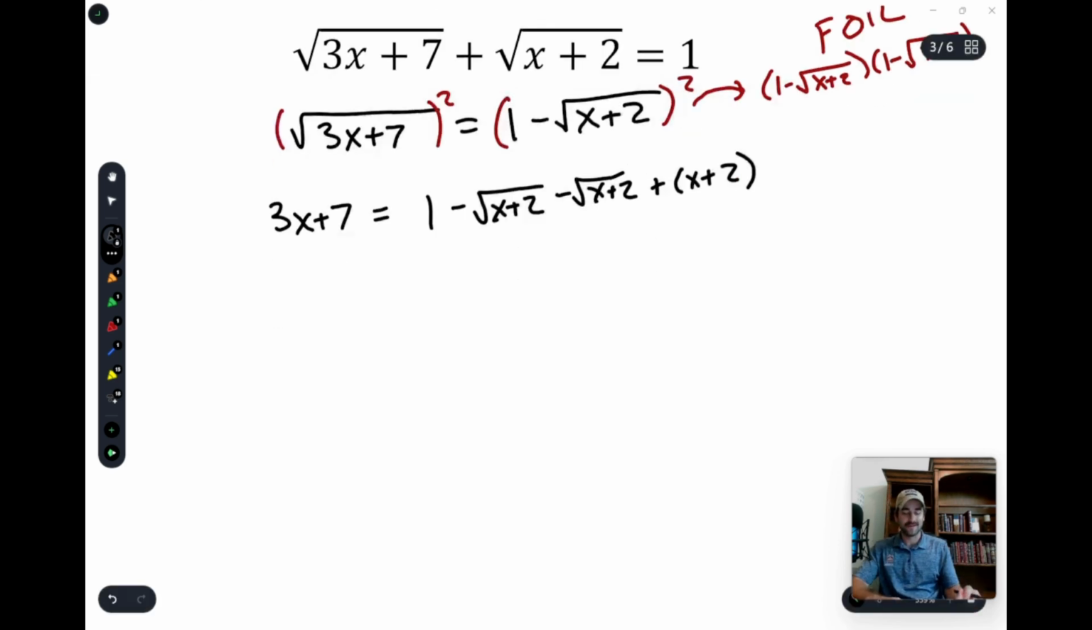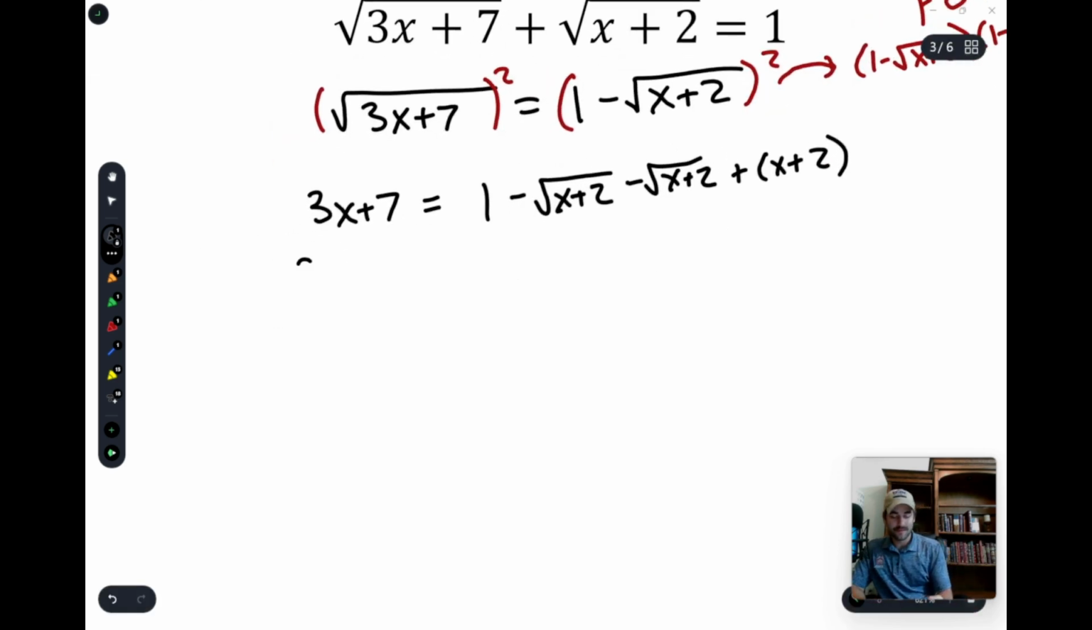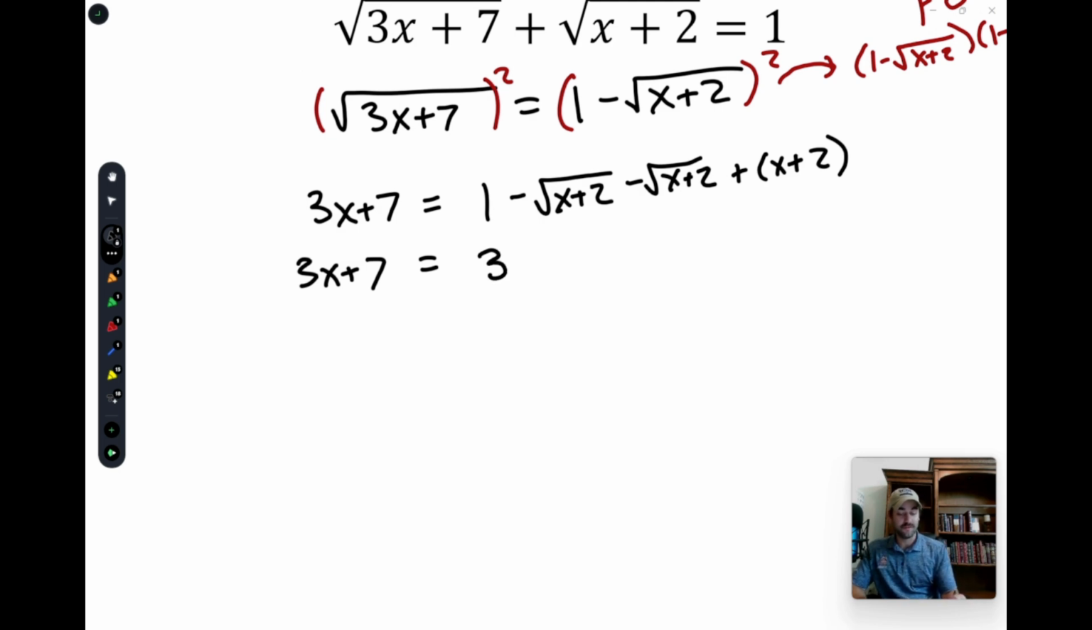And now we're going to combine like terms and treat this like any other problem. 3x plus 7, all the like terms are combined. The 1 can probably combine with the 2 to turn into a 3. The 2 square roots can turn into negative 2 square root terms. And then we've got an x just kind of hanging out by itself way over there. Okay, now before we get too crazy, we're like, oh no, what do I do now? Well, we need to get these x's together. We still need to combine like terms.